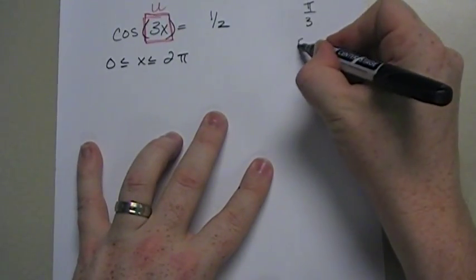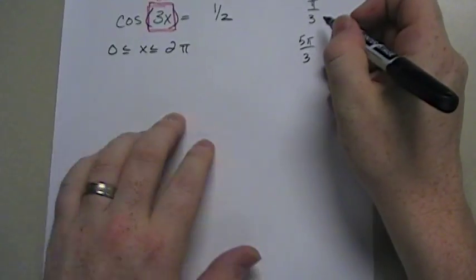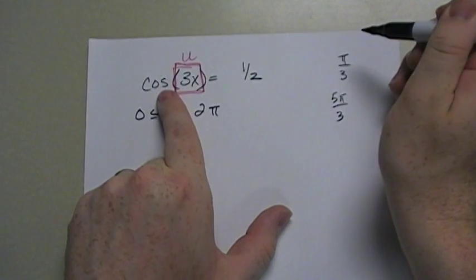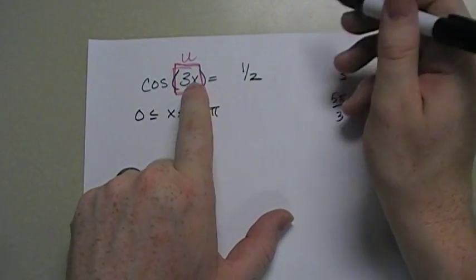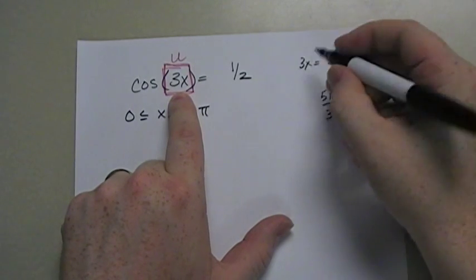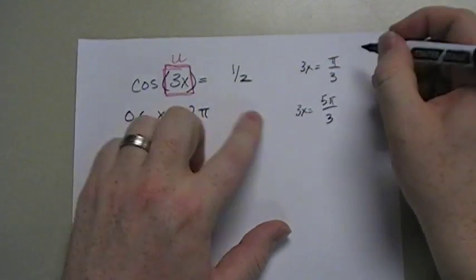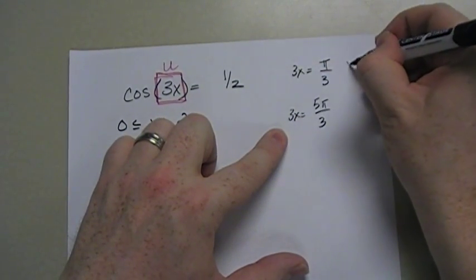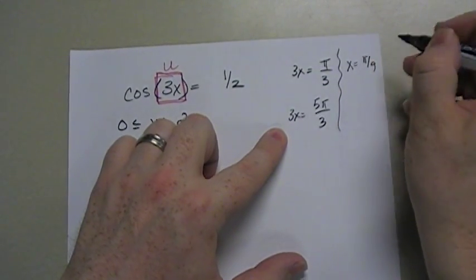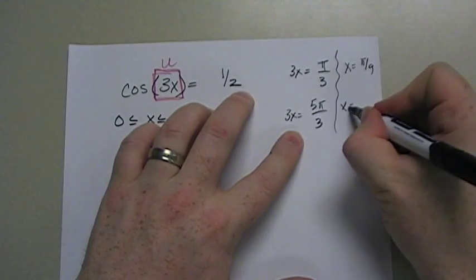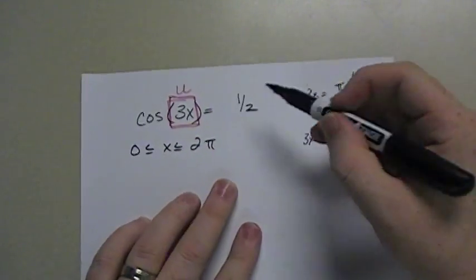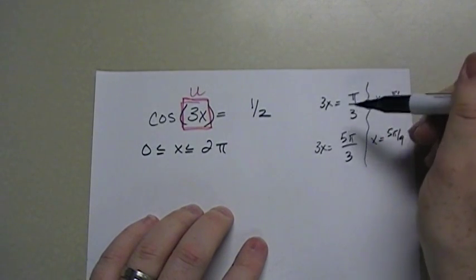We say, well, what was inside that box? This red box has to be either pi over 3 or 5 pi over 3 because the cosine of pi over 3 is 1/2. Well, the box was 3x. So now we solve. Divide by 3. That means x is equal to pi over 9, or x was equal to 5 pi over 9. And you see, that really isn't that tough. You have to find what makes it 1/2 and then do this extra solving.